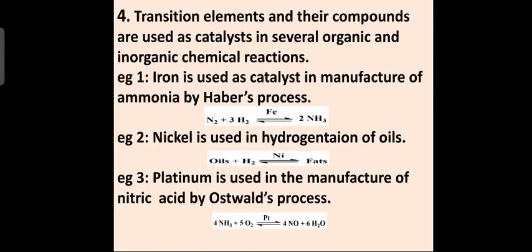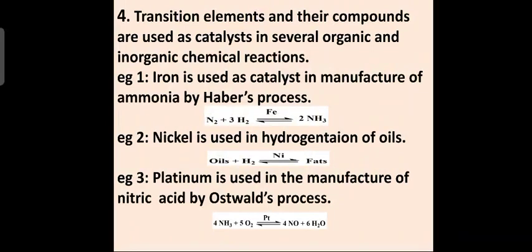Now we shall move to the next slide, the fourth general characteristic. Transition elements and their compounds are used as catalysts in several organic and inorganic chemical reactions. So in most of these reactions, transition elements are used as catalysts. A few examples are given here. Iron is used as a catalyst in the manufacture of ammonia by Haber's process. Which transition element is being used? Iron is used as catalyst.